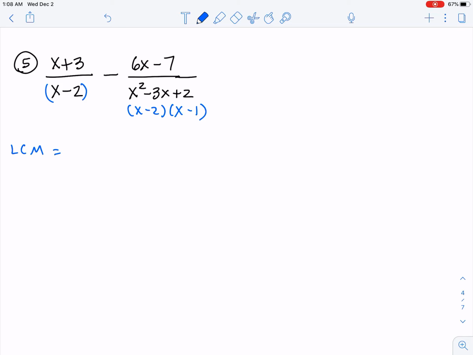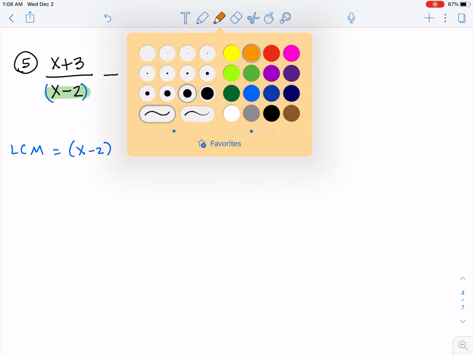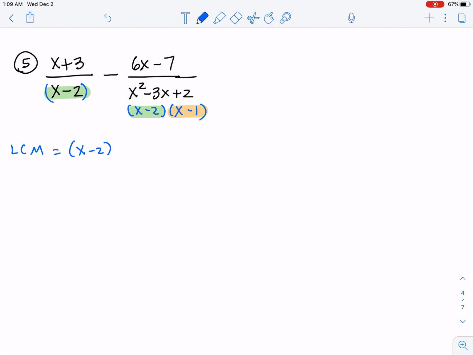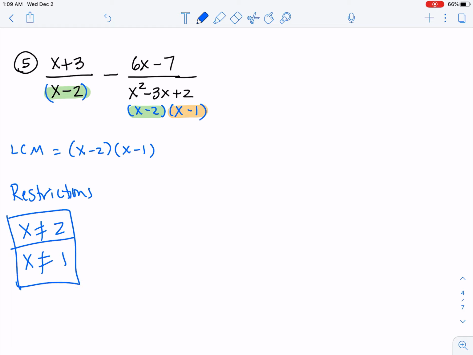All right, least common multiple. Let's see here. I've got an x minus 2, and then I've got this x minus 1. So that is my least common denominator. Well, what are the restrictions? Restrictions, x can't be 2, x can't be 1. Those are my restrictions. Okay. All right, so let's get this simplified expression here.